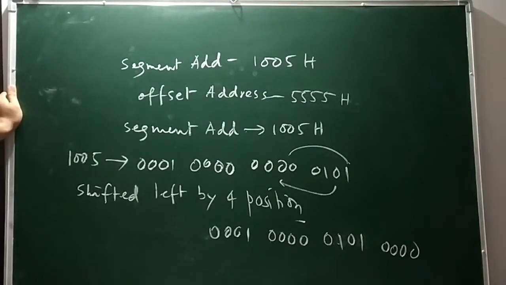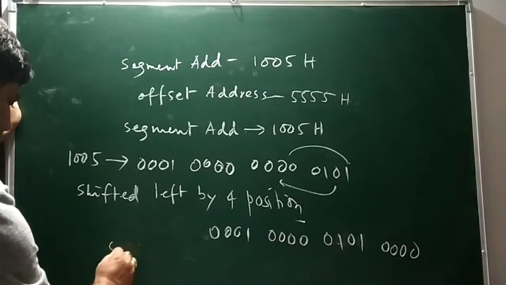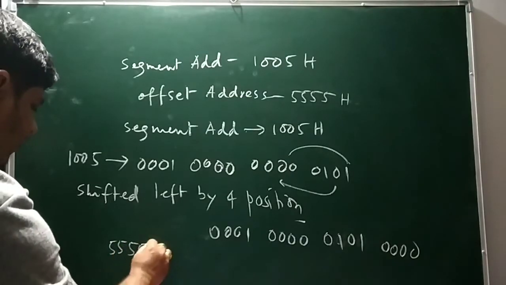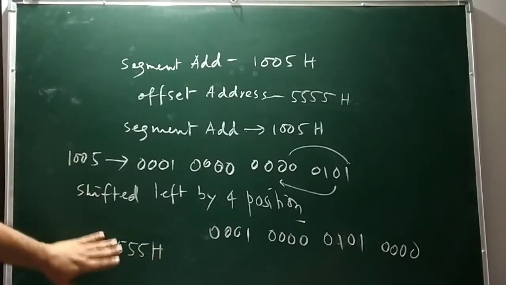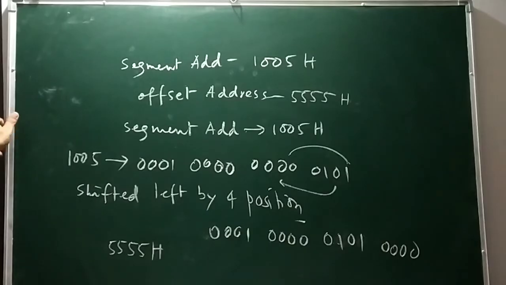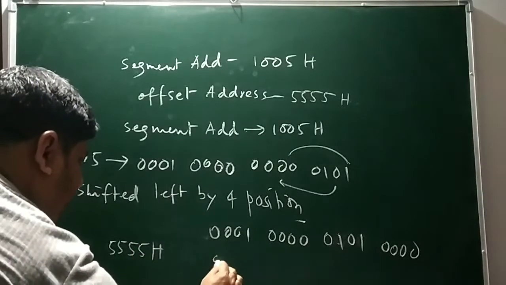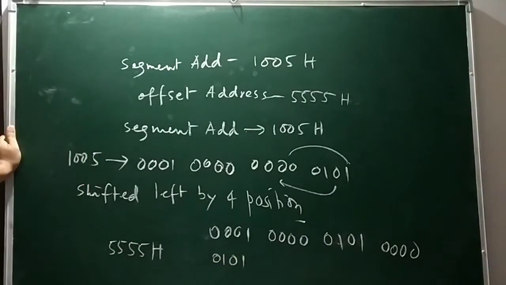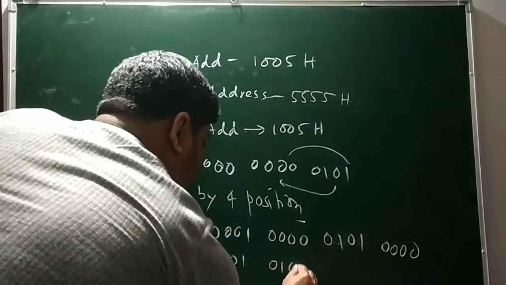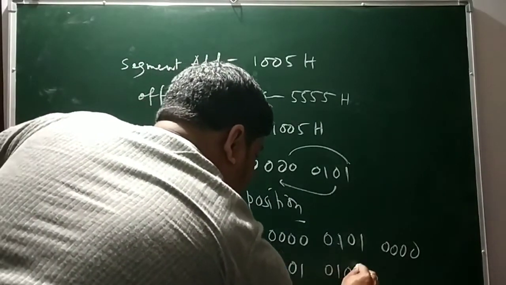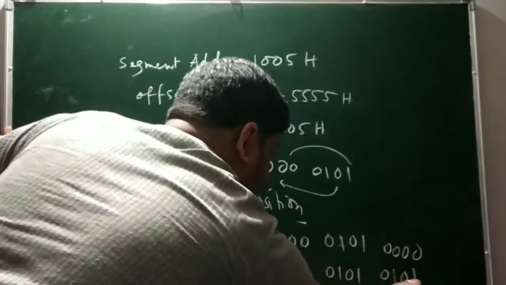The offset address was 555H. 555H, that was our offset address, means it will be equivalent to what? 5 means 0101, again 5 means 0101, again 5 0101. Fine.